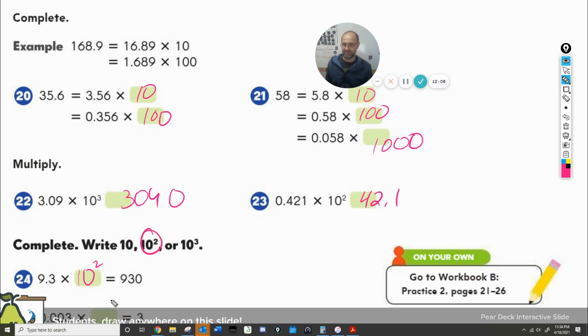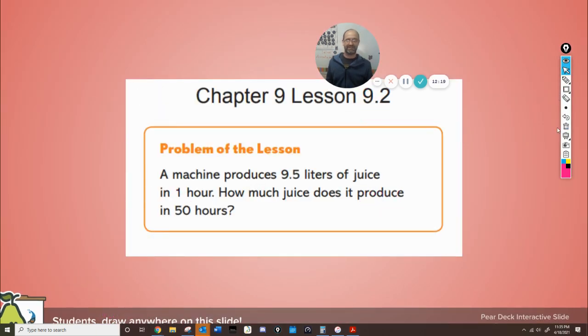Follow the directions. I almost wrote 100 there, and I'm assuming that's just 0 and 3,000. So, oh, bit my lip on that one. That's gonna sting. All right. Problem of the lesson. I think you can figure that out.